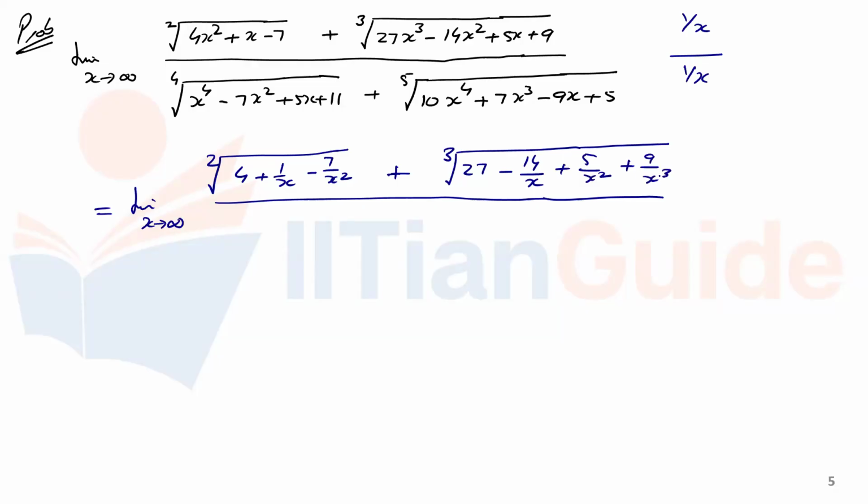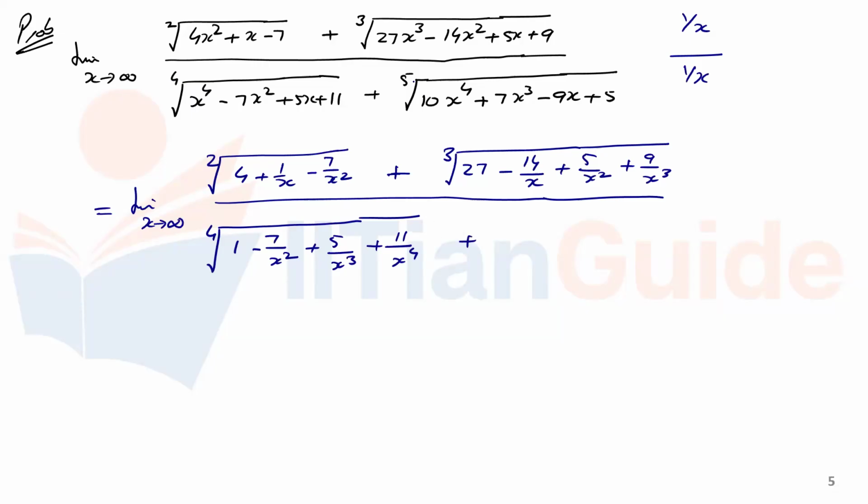No problem. Now 1 by x will go inside the fourth root. So it will become 1 upon x power 4. So I am getting 1 minus 7 upon x square. After that, 5 divided by x cube. After that, I will get 11 divided by x power 4. Okay. Now the last term.